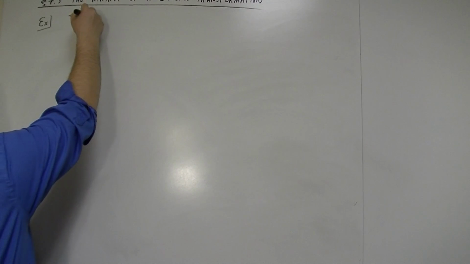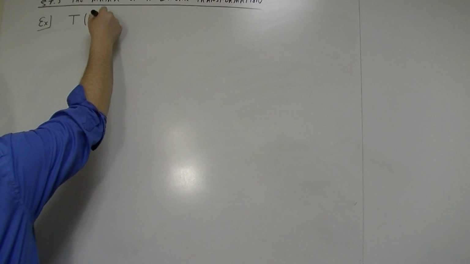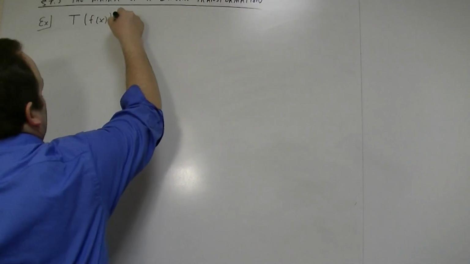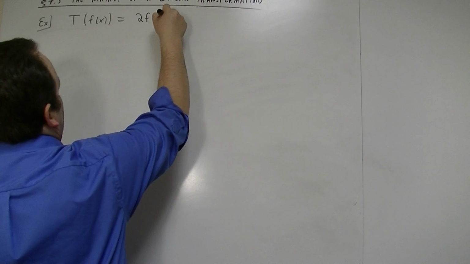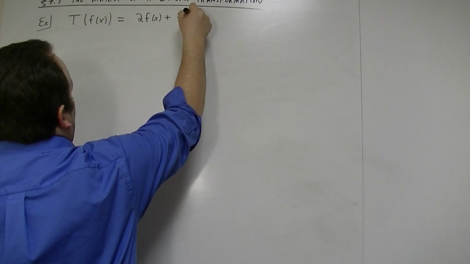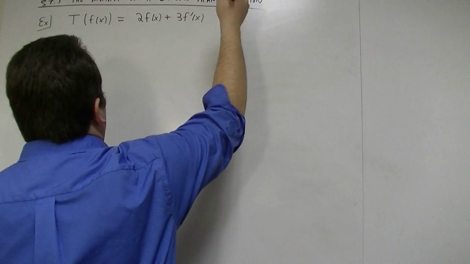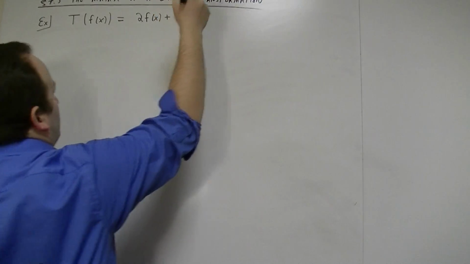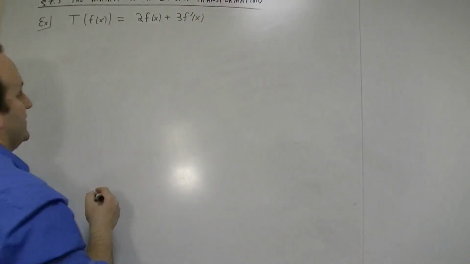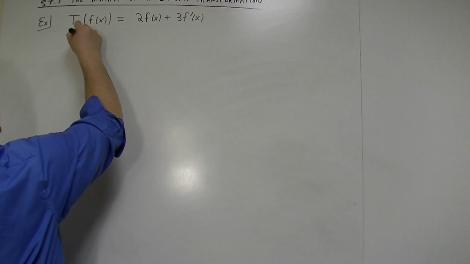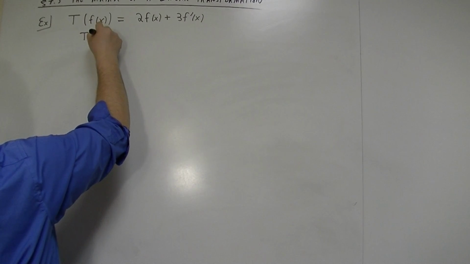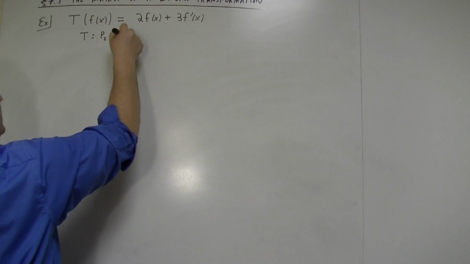Let T of f of x equal, let's say, 2 times f of x plus 3 times f prime of x. Now it's not hard to see that this is a linear transformation that goes from polynomial to polynomial. To keep things simple, I'm going to think of it as a linear transformation from P2 to P2.